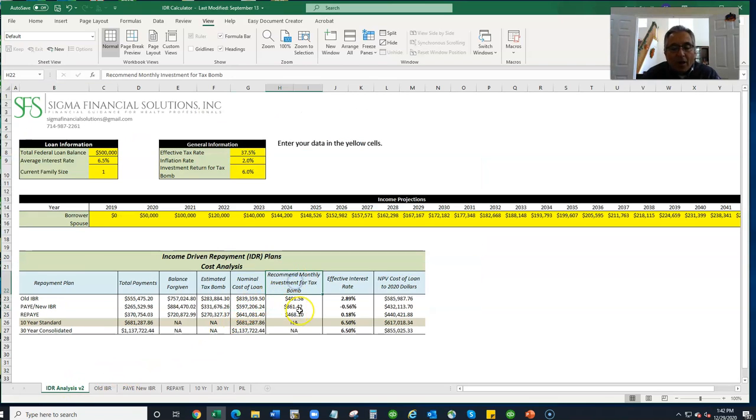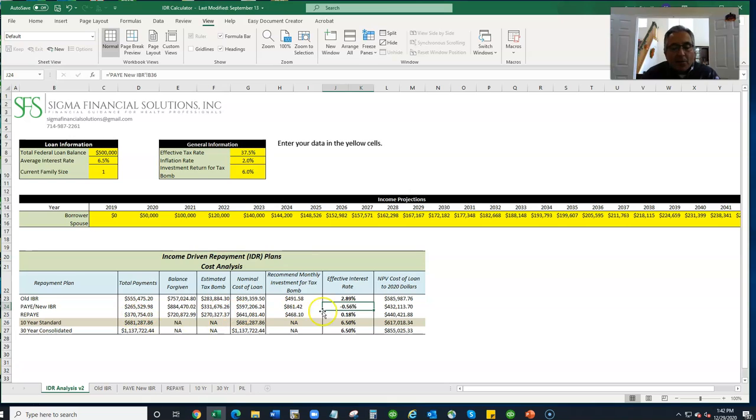Now, in this column, what I'm trying to identify is how much you should invest over the life of the loan on a monthly basis in order to have sufficient funds to cover this tax liability. So if you're able to invest $861, generating an annual return of about 6%, then you'll have sufficient funds in this account to pay for this lump sum payment come due in 20 years.